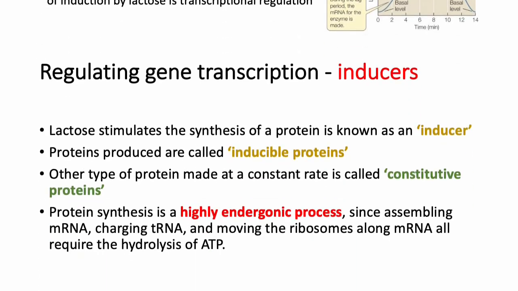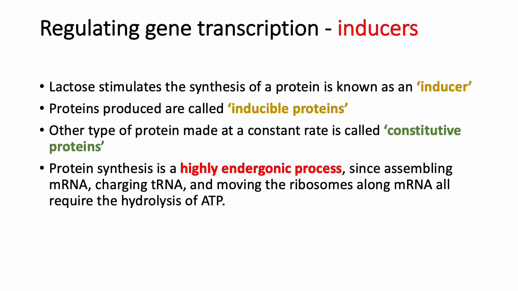When we think about transcriptional regulation, we have something called inducers. Lactose stimulates the synthesis of a protein, and the proteins which are then produced are known as inducible proteins. There are other types of protein which are made at a constant rate. These are known as constitutive proteins.